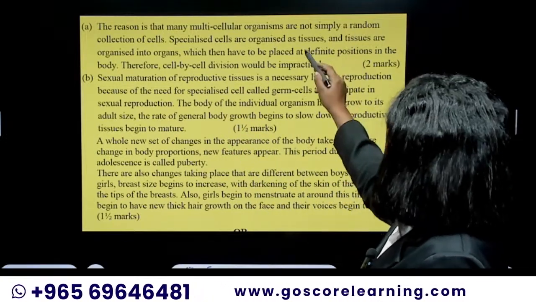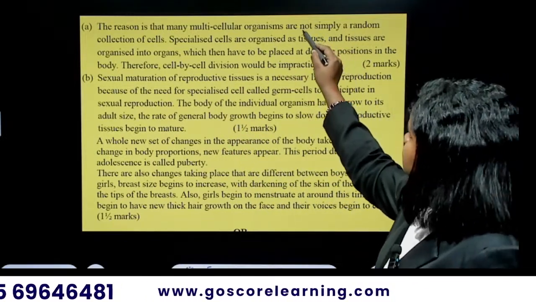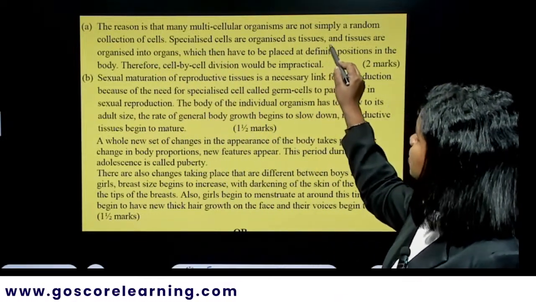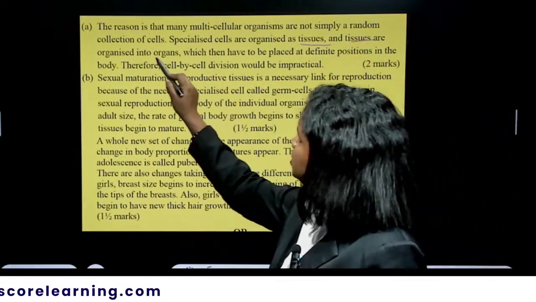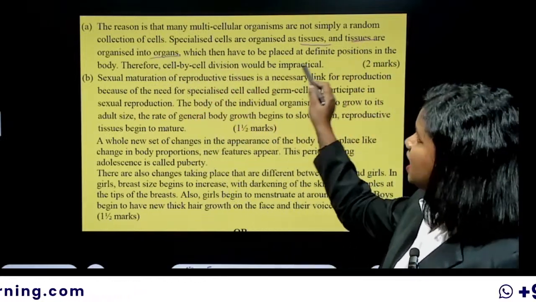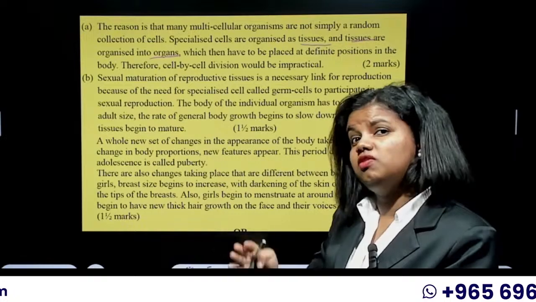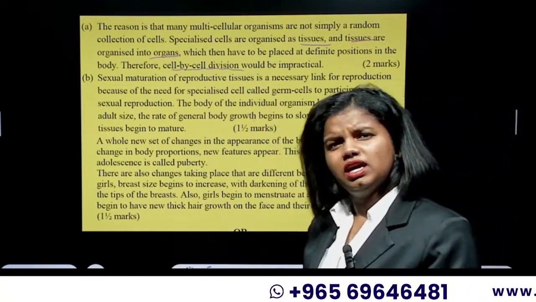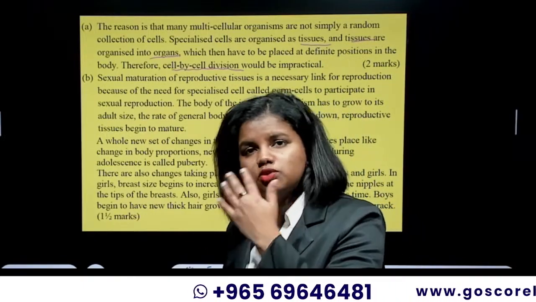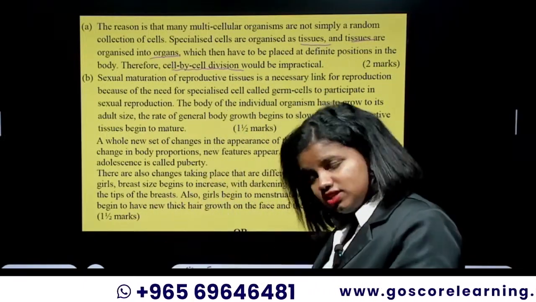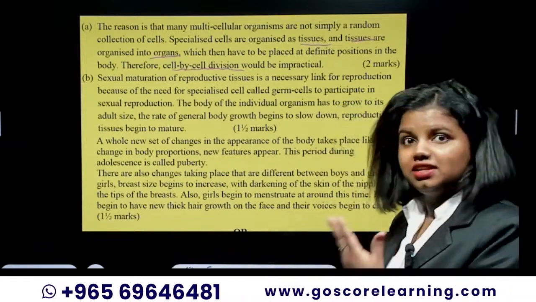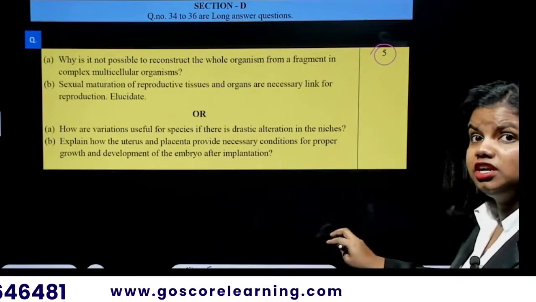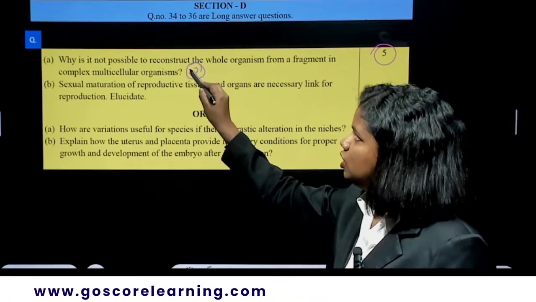So the multicellular organisms are not simply a random collection of cells, but specialized cells are organized as tissues. Tissues are organized into organs, and we have definite positions for these organs. We have organ systems, and that's why cell by cell division would be impractical. It is not possible to have each and every cell in your organ system divide like that and regenerate. So that's the reason for it. And if you write that, you will get 2 marks for that part.